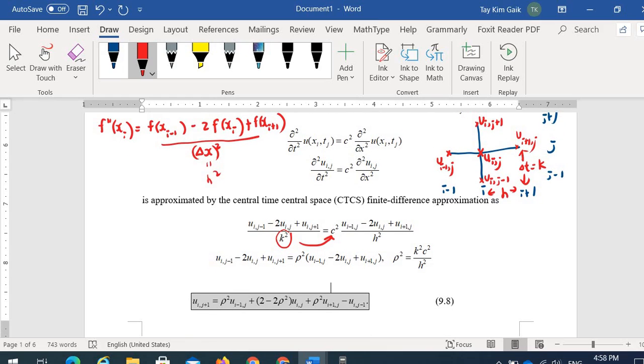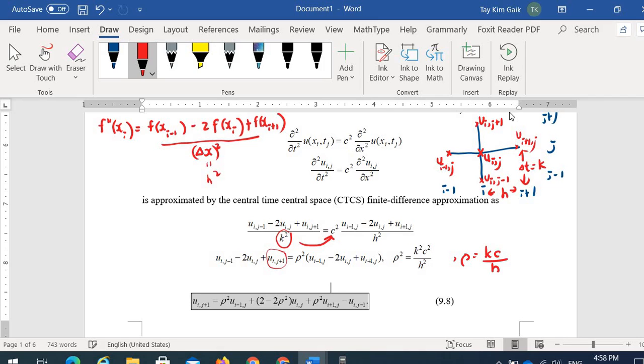That's why we have kc squared over h squared, which is written as rho squared. So rho is actually kc over h. We want to solve uij plus 1. Also got 3 levels, compared to the heat equation's 2 levels. So solve for the point uij plus 1.